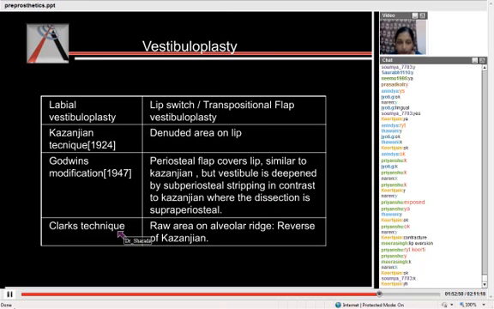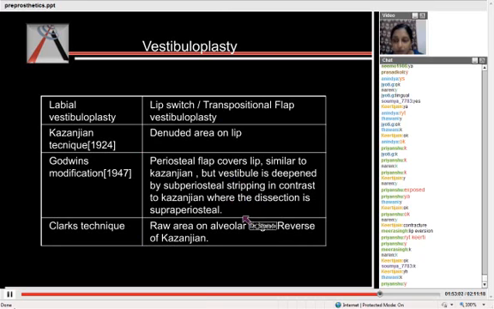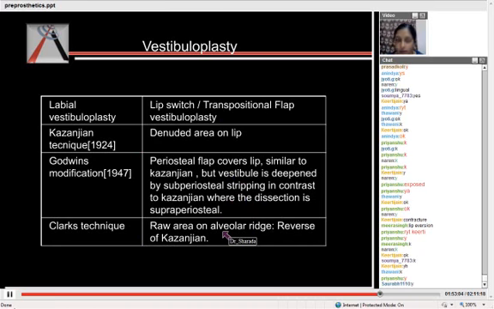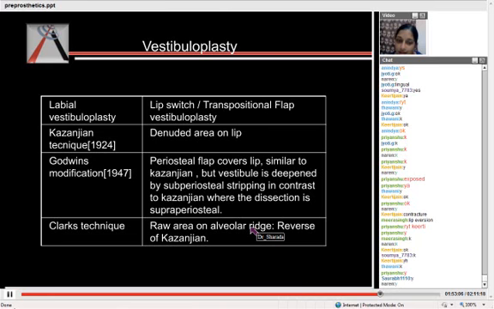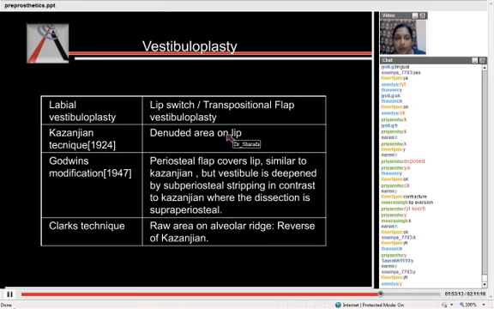What Clark did was, instead of switching, leave the raw area on the alveolar ridge, on the bone, not on the lip. But that again is bad because it causes resorption of the bone, which we don't want. So this was not popular, neither was the other, because ultimately each kept one raw area. Kazanjian kept it on the lip and Clark kept it on the alveolar ridge. So Godwin's was a good modification. He covered both the parts.